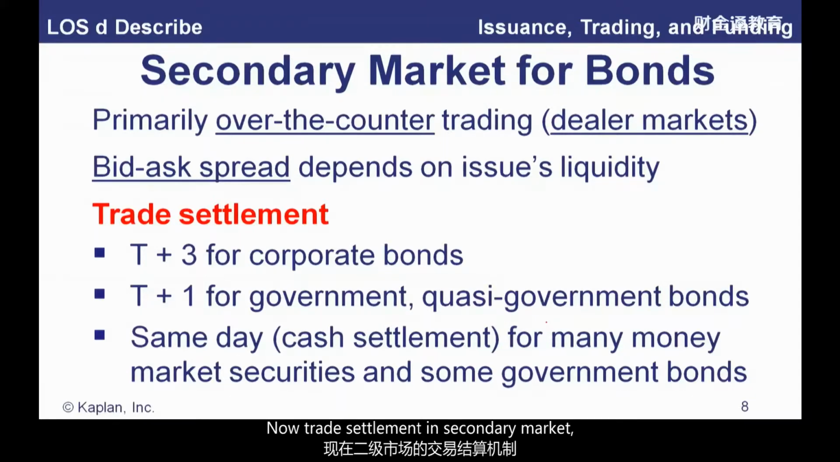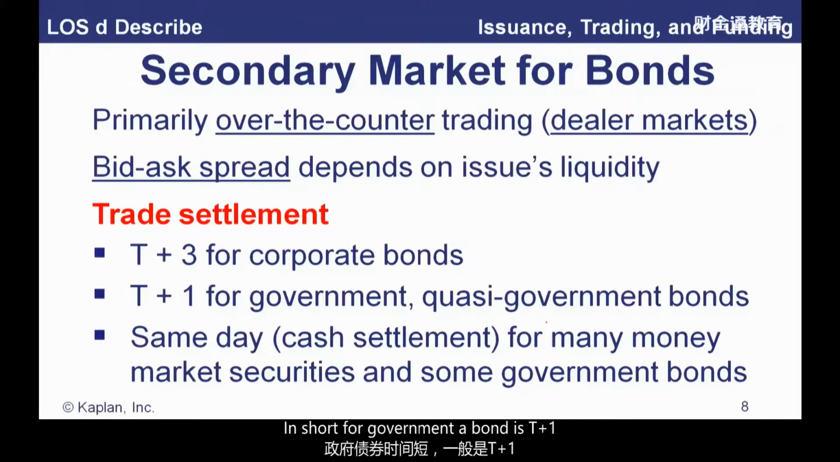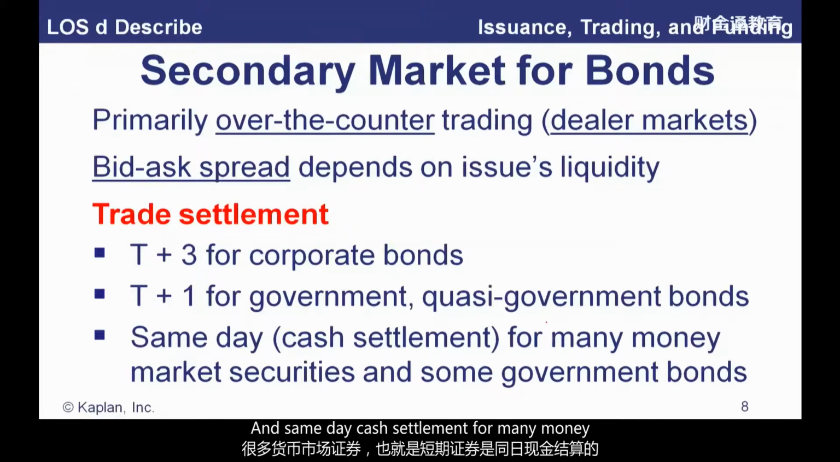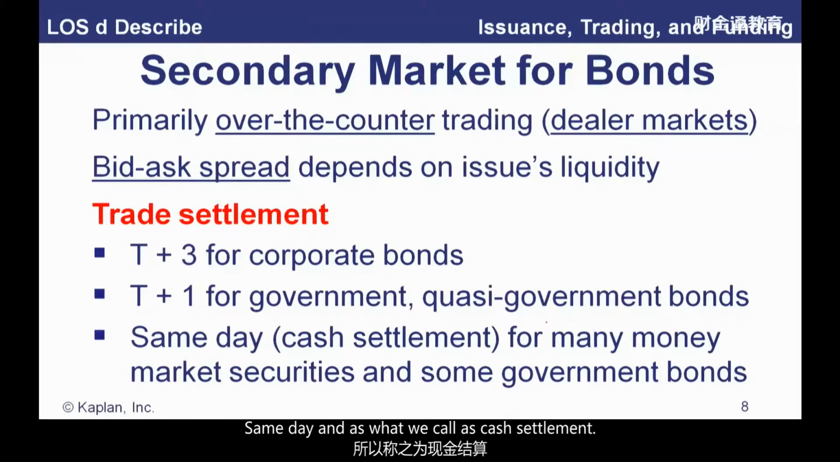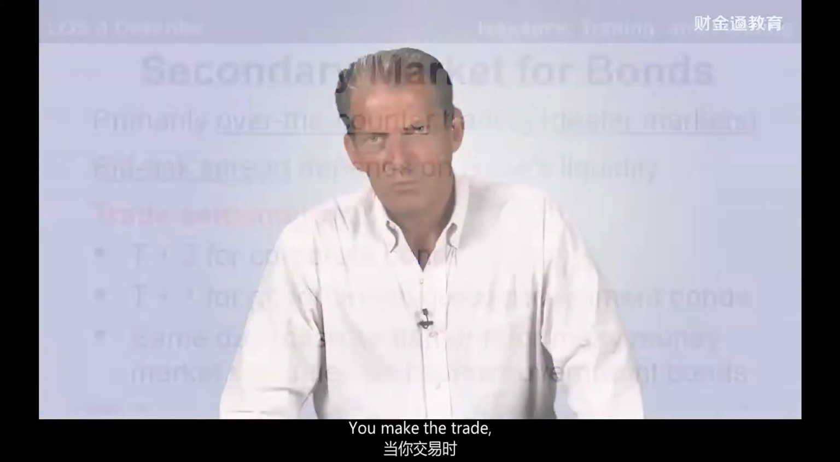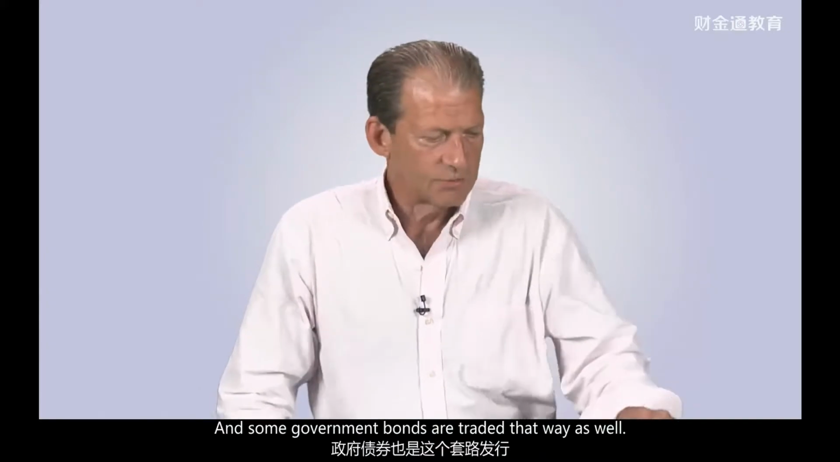Now, trade settlement in the secondary market, we've got T plus 3. T is the trade date here, and plus 3 is 3 business days, so 3 days when the markets are open. So 3 days after the trade date is the settlement date. That's when the cash and the bonds are actually exchanged for corporate bonds. It's shorter for government bonds. It's T plus 1 for government bonds and quasi-government bonds, government agency securities. And same-day cash settlement for many money market securities, our short-term securities. Same day, and what we call this is cash settlement. You make the trade, you pay the cash, you get the bonds, it all happens that day. And some government bonds trade that way as well.